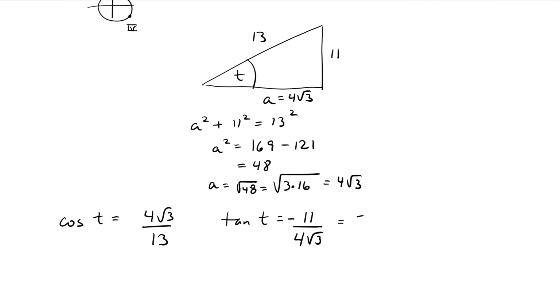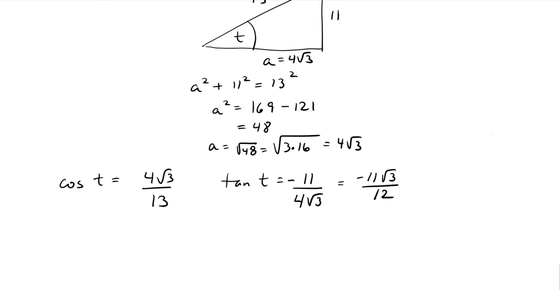So that could be my answer, but normally we rationalize the denominator, so I multiply by root 3 at the top and at the bottom. And then what? Maybe I can start with this one. The 1 over cosine is secant. So secant is going to be 13 over 4 root 3. And let's rationalize the denominator.